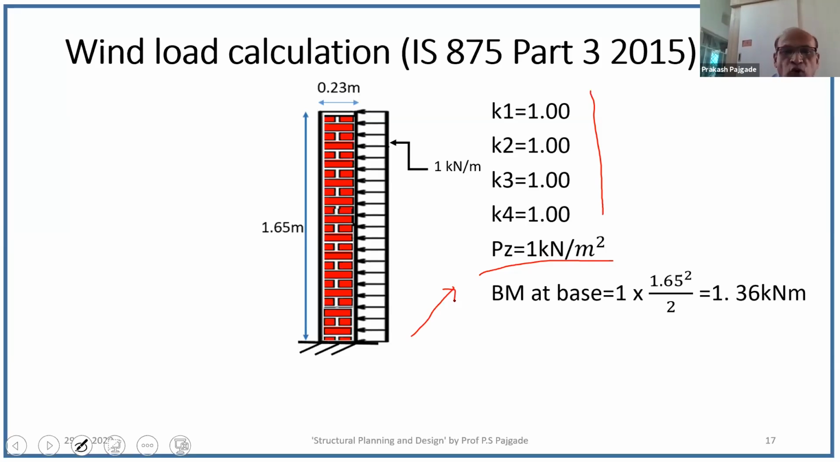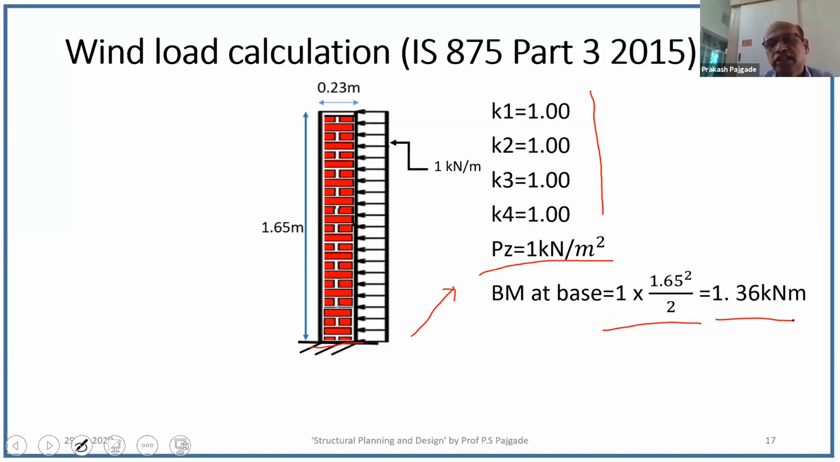The wall will be considered fixed at the base and free at the top. So WL square by 2 will be the value of bending moment, and bending moment will be 1.36 kilonewton meter. So because of wind load, the moment is 1.36 kilonewton meter.